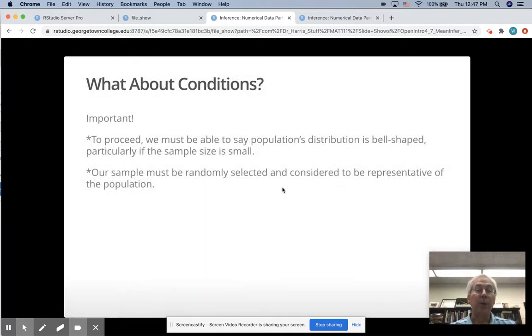Okay, last thing before we actually start computing confidence intervals. Remember back in chapters 5 and 6, we had conditions that needed to be met before we could use these formulas: independent selections and the success-failure condition. Here, again, we have to be able to tell that our sample is randomly selected, i.e. representative of the population. But the other thing we have to do is convince ourselves that the distribution of the population is at least somewhat bell-shaped, especially if the sample size is pretty small.